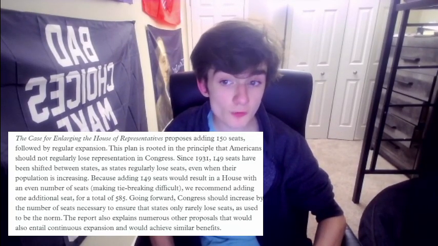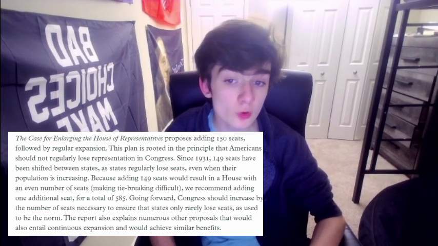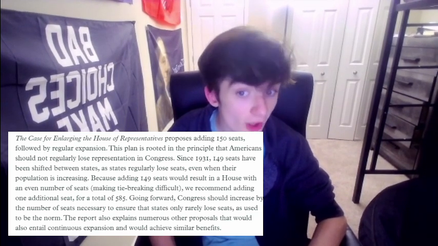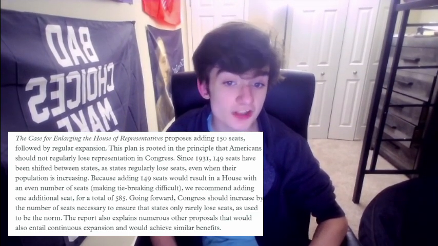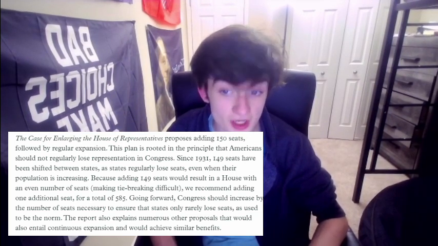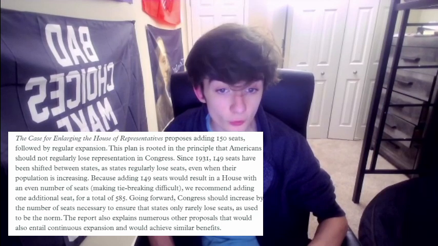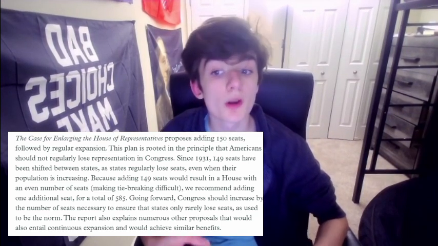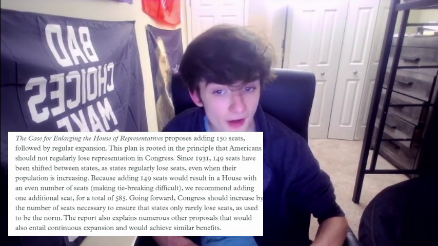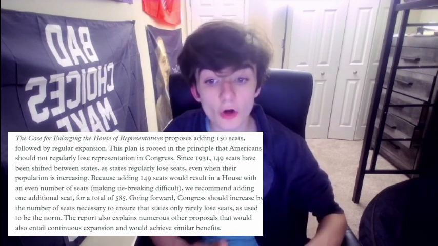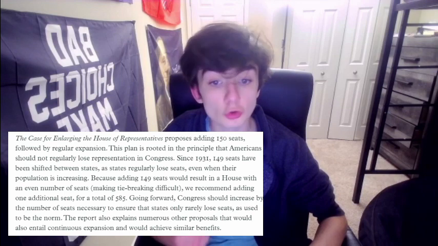One commonly proposed way is to add the amount that has been removed from states every time redistricting has occurred, in order to make sure a state never loses representation. 149 seats have changed hands since the implementation of the Reapportionment Act, so this proposal would suggest adding 149 seats, plus one more to make sure that we would maintain an odd number to avoid ties. Every 10 years when redistricting occurs, seats are added in order to ensure states don't lose representatives.